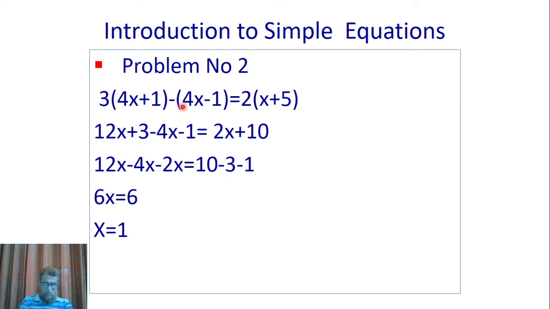Next, we have minus here. So when we remove the bracket, it will be minus 4x. Then here minus into minus, it will be plus 1. So here it is not minus 1, it is plus 1. This is equal to 2 into x, 2x, plus 2 into 5, 10. So 2x plus 10. So this is the position.